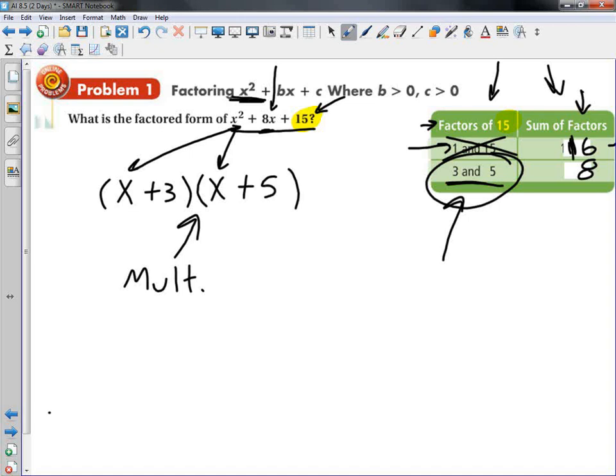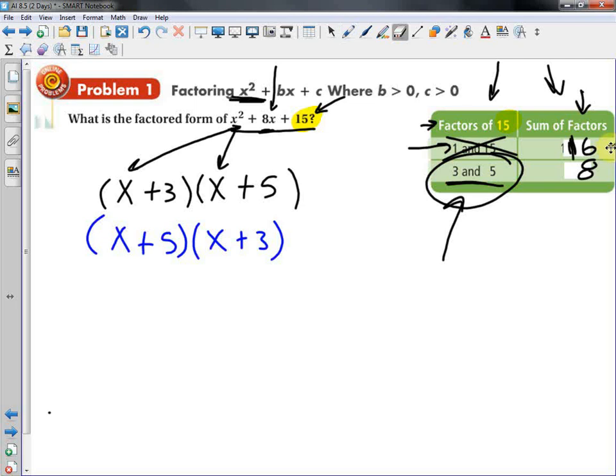Okay? Now, one question that somebody's going to have is, does it matter which one goes first? No. This is the same exact correct answer. Only difference is the order has been switched. Same answer, you'll still get it right. Okay, so that was one way, and this is looking for factors and sums.